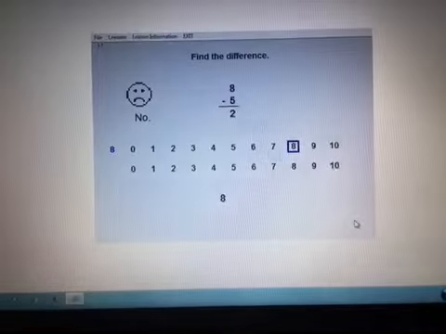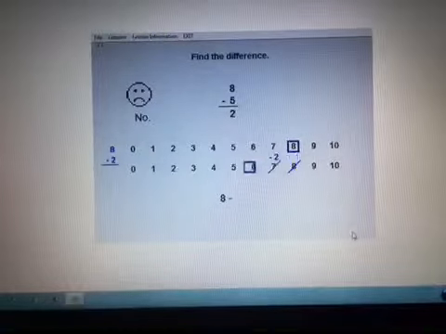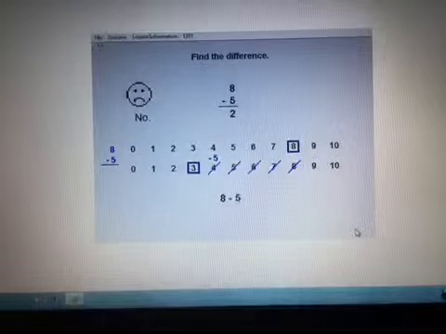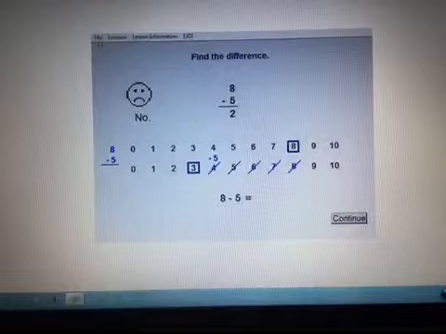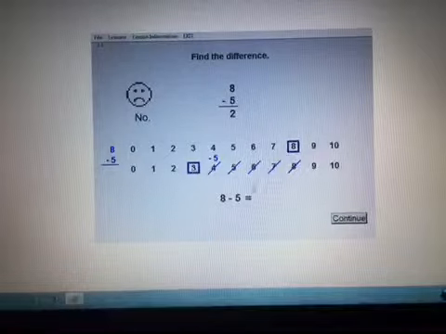8 minus 5 equals. And we saw this from the demo lesson. Very, very specific, reinforcing what is going on.